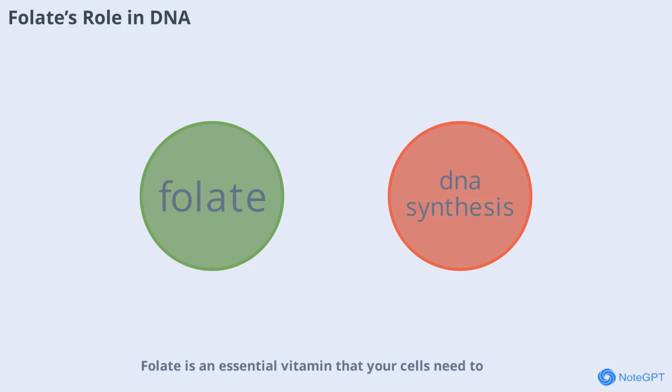Folate is an essential vitamin that your cells need to make thymidine and purines, two of the fundamental building blocks of DNA. Without folate, cells simply can't make new DNA. This makes folate metabolism a prime target for cancer therapy. By blocking folate's action, we can effectively halt the production of DNA in rapidly dividing cells, especially cancer cells. This is the foundation for the use of folate antagonists in chemotherapy.